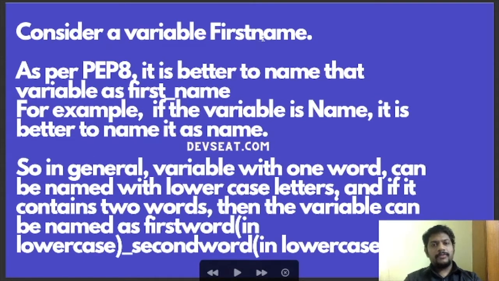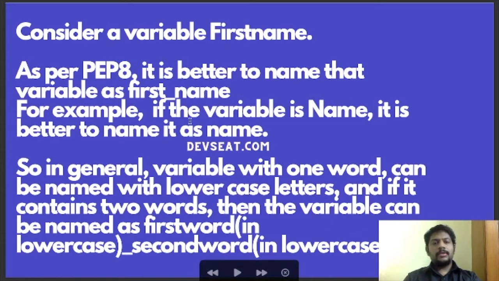Consider a variable first name. Okay, this is a variable. So what is a variable? A variable is one kind of identifier. That means we can name them, named by the programmer. So let us consider this variable first name. As per PEP8, it is better to name that variable as first underscore name because readability counts in Python. So instead of first name, you can have it as first underscore name.